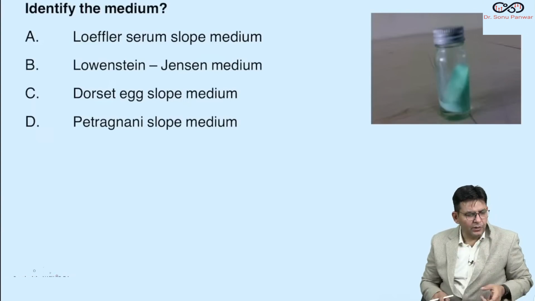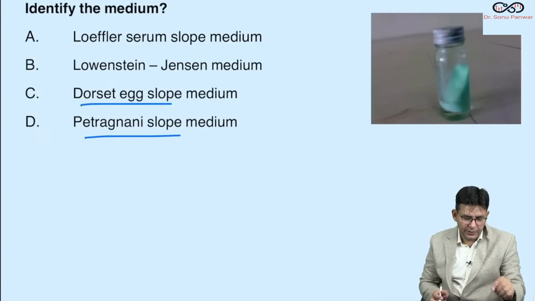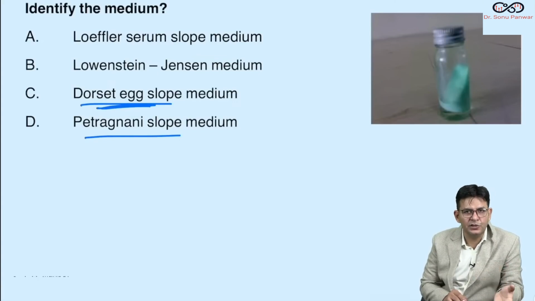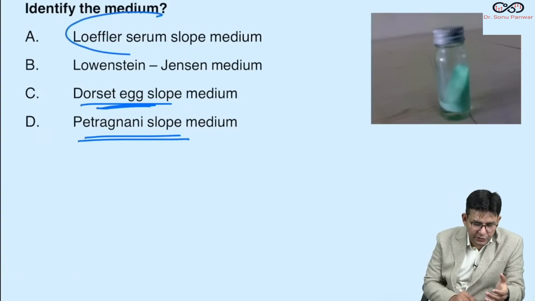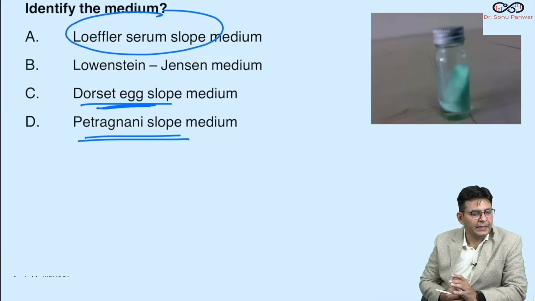Now, here only I would like to tell you regarding these C and D options. Dorset egg media is also used for TB only. Nobody knows it, but it is true. Dorset egg is also used for Mycobacterium TB, and Petragnini media is also for TB. But this you already know, Haemophilus serum slope is for what, guys? It is for Corynebacterium diphtheriae.